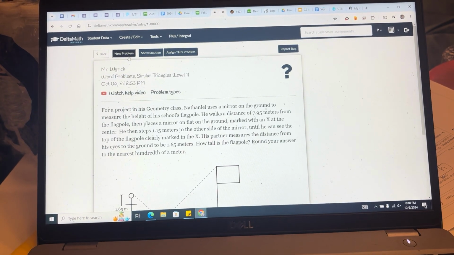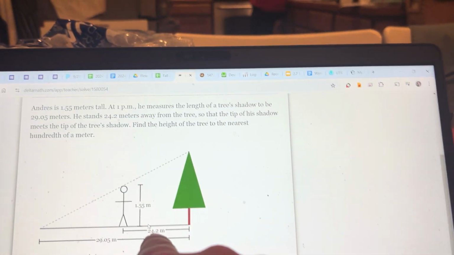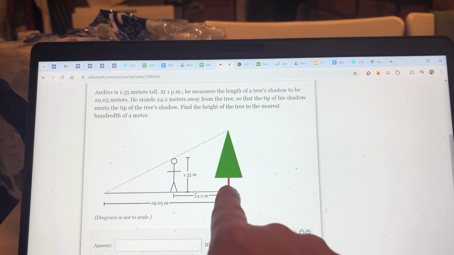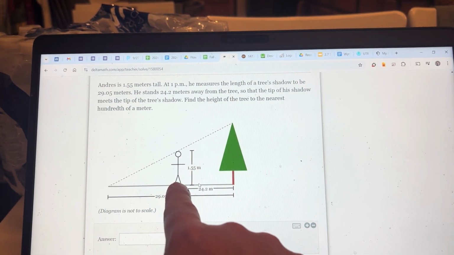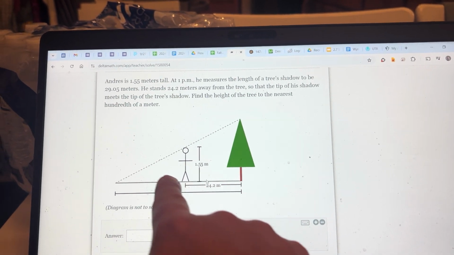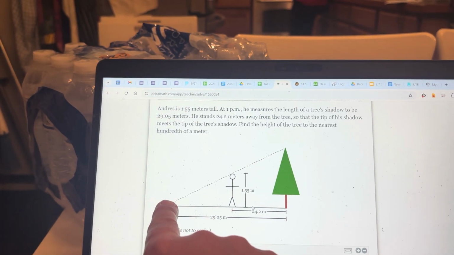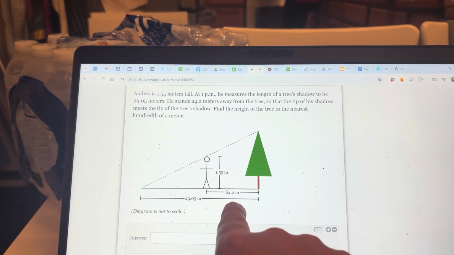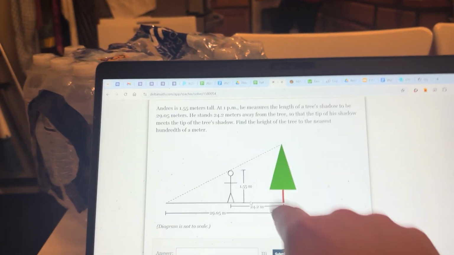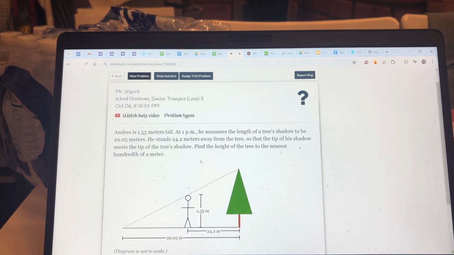I think it's the tree one, if I can find the tree. There's the tree. This 24.2 that they give you is not the small triangle. This is just the distance from the big triangle to the small triangle. So we need to take 29.05 minus the 24.2 to get this long side of my small triangle. Then it would be little triangle over big triangle equals little triangle over X on that big triangle, the height of that tree.